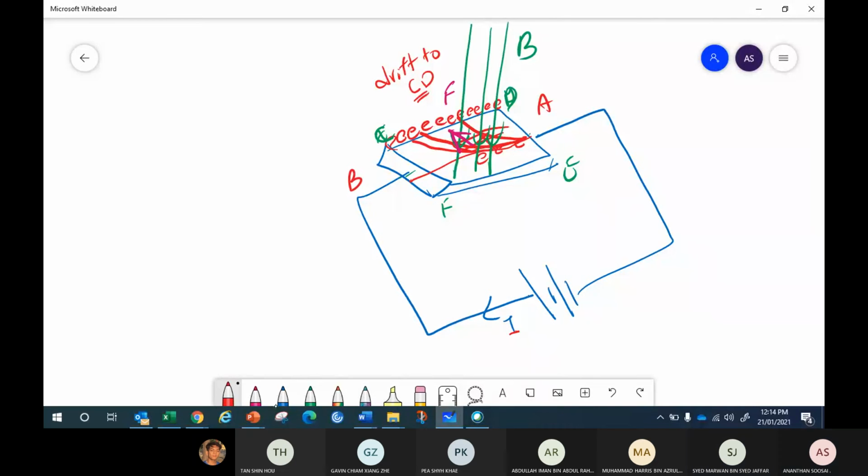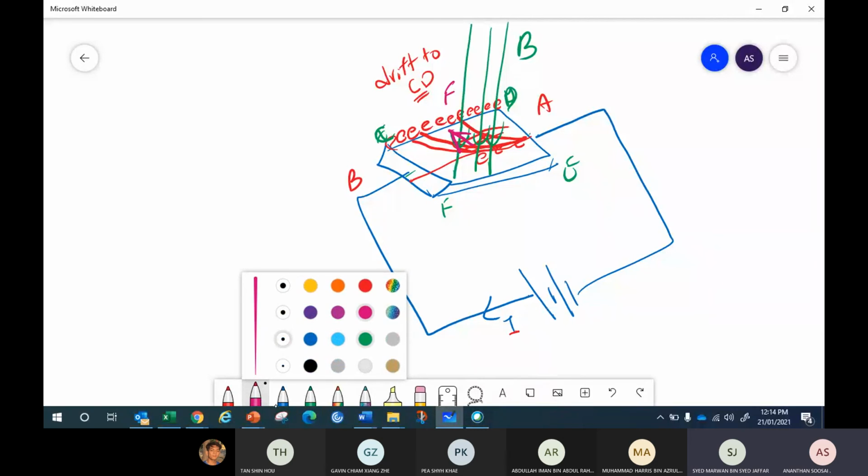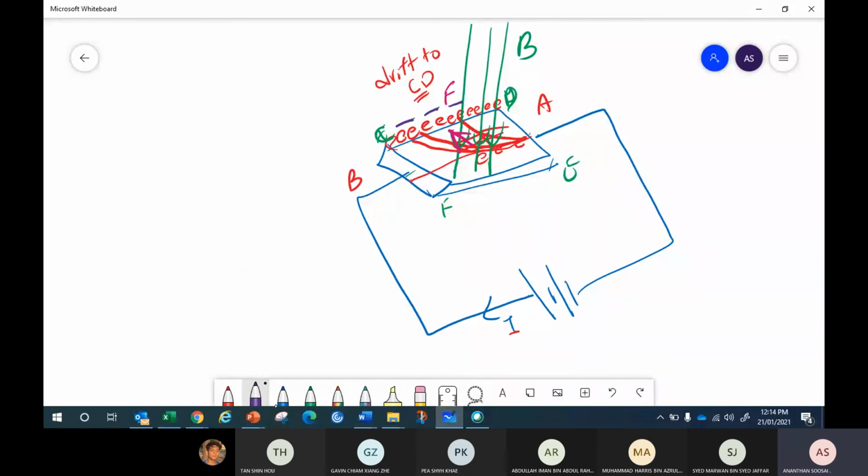Now what happens when the electrons drift to CD? Does CD become positively or negatively charged? CD becomes negatively charged, right? If CD becomes negatively charged, then EF becomes what charge relative to CD? Positively charged. Now tell me, what type of field has been created?